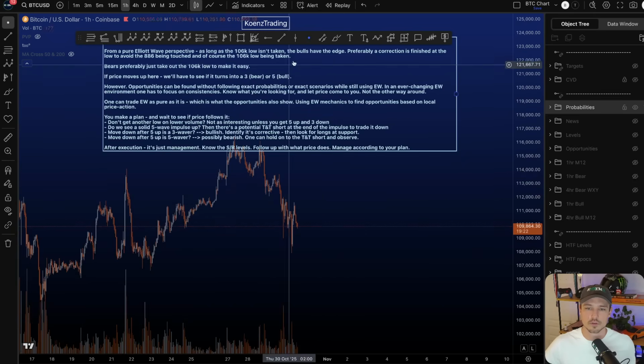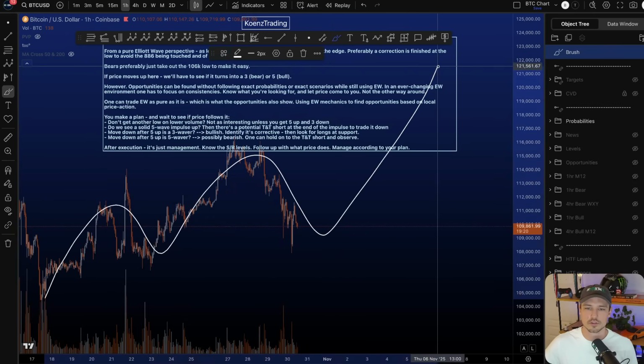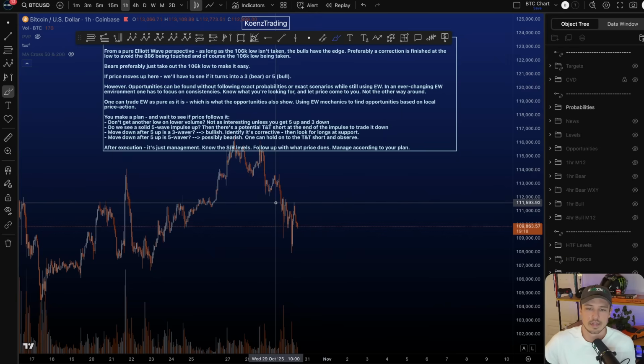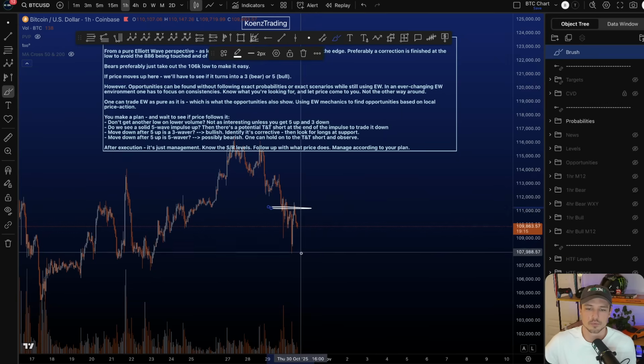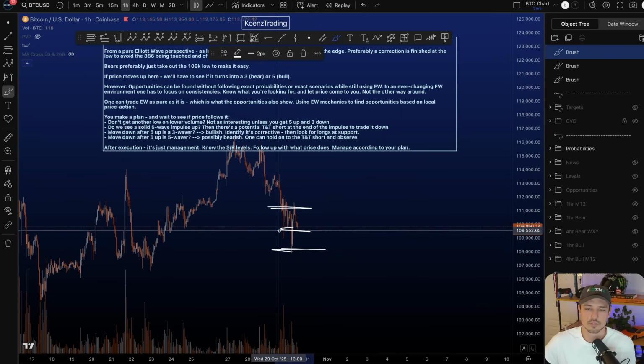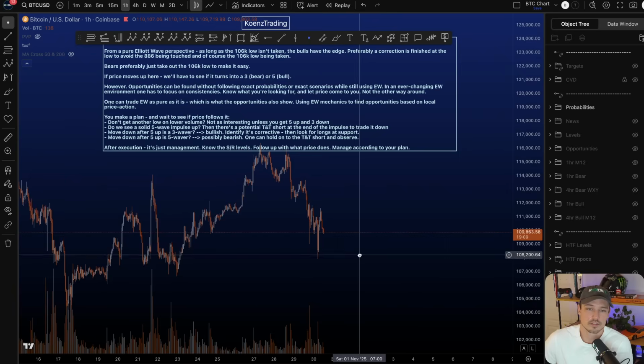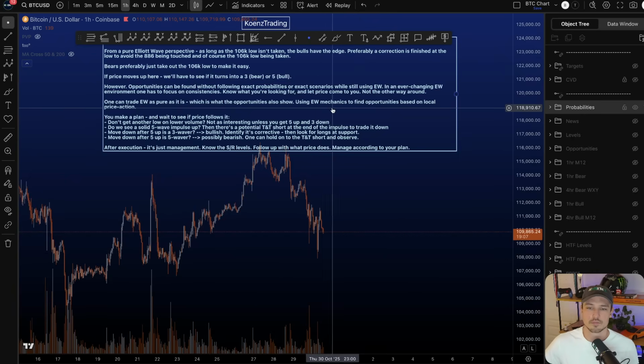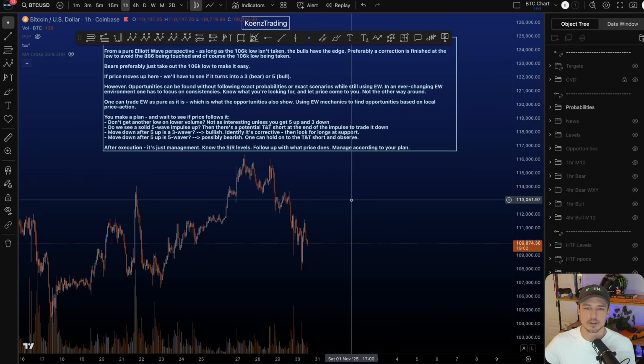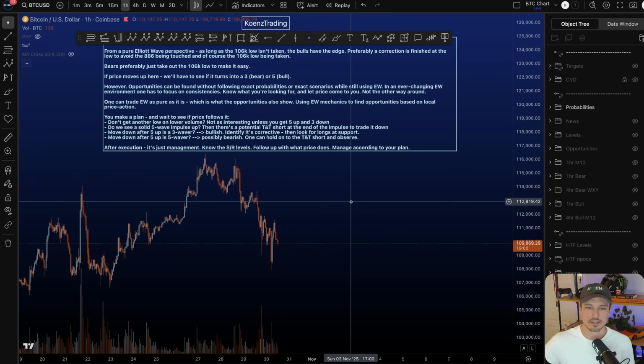Of course, if you're looking for a multi-1-2, 1-2-1-2, and you look for a 3, you can trade that, right? Entries are at support. Okay, we had support over here, we had support over here. Average entry maybe is now somewhere over here. You just got to manage it accordingly, right? 1% risk, etc. Using Elliott wave mechanics to find opportunities based on local price action can always be done, right? Even though you're not trading an exact scenario.